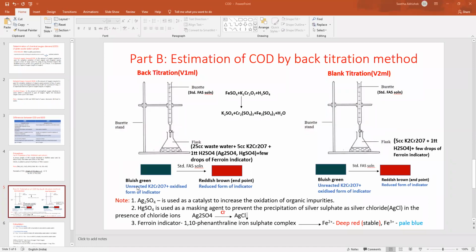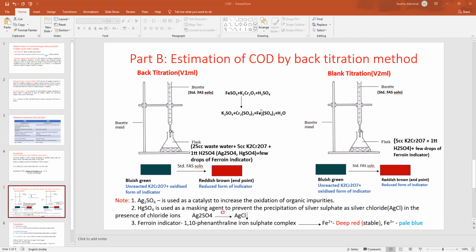So when the indicator is added to this unreacted K2Cr2O7, the indicator changes to its oxidized form, giving a bluish green color. Now this reaction mixture, which is bluish green in color, must be titrated against FAS. So what does this FAS do? FAS starts reacting with the unreacted K2Cr2O7 in the presence of sulfuric acid, and ferrous sulfate reduces potassium dichromate, and ferrous sulfate gets oxidized to ferric sulfate, which is a simple redox reaction.